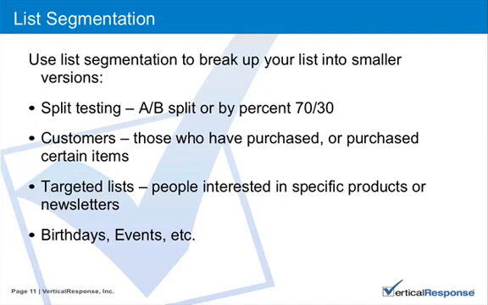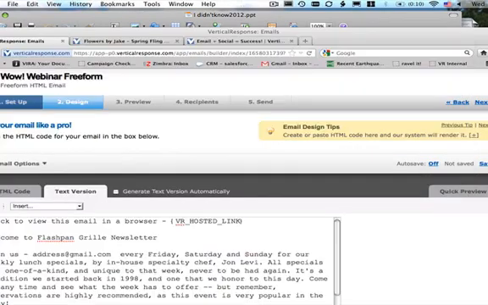Also based on things like if people are non-responders or if they are highly engaged, if they're opening every email you send and they're clicking on links. So you can use the segmentation tool to do a lot of different things. And let's go take a look at that, since as I said, this is one of my favorite things that nobody knows about.